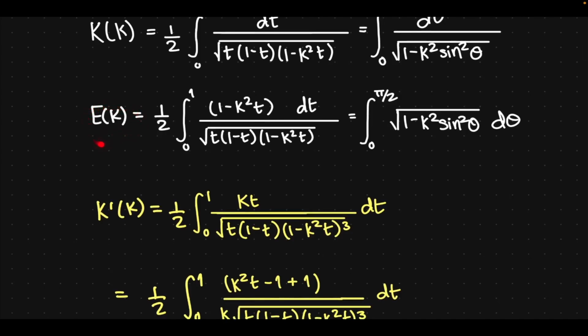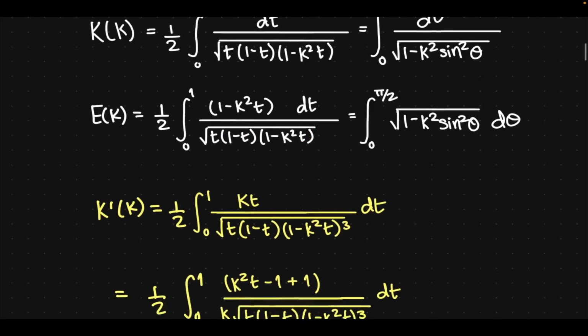Similarly, we have the elliptic integral function of the second kind, E of k, which is usually defined as the integral from 0 to pi over 2 of the square root of 1 minus k squared sine squared theta d theta. So the same thing but in the numerator, which with a couple of substitutions can be expressed as 1 half integral 0 to 1 of (1 minus k squared t) divided by the square root of t times (1 minus t) times (1 minus k squared t) dt.